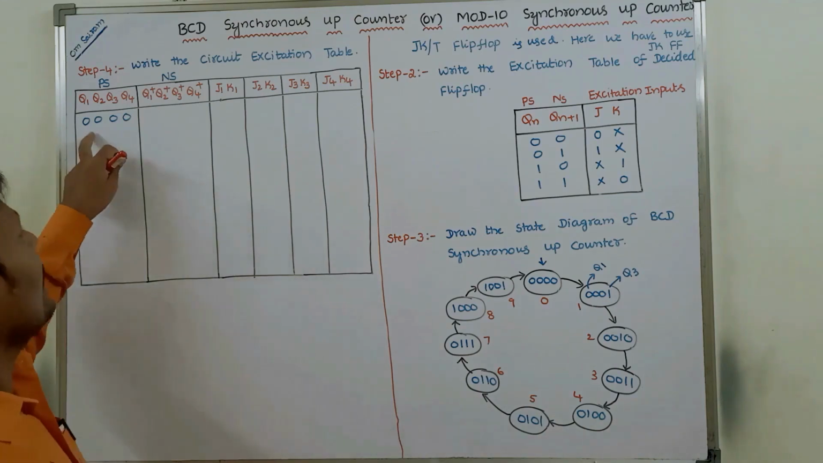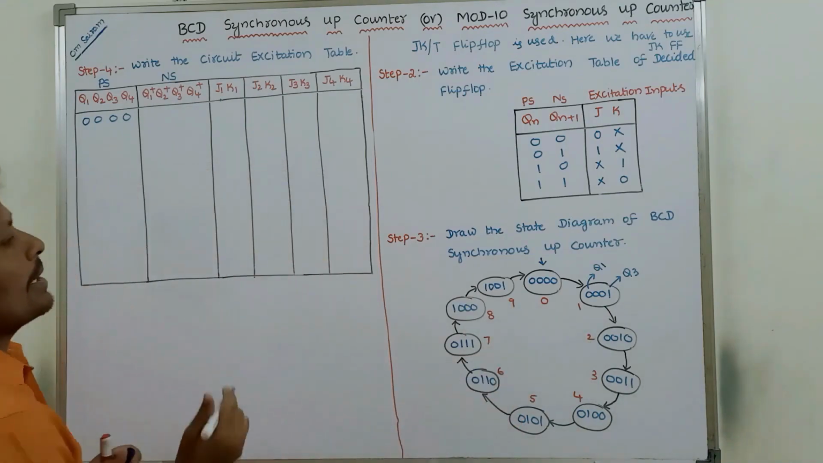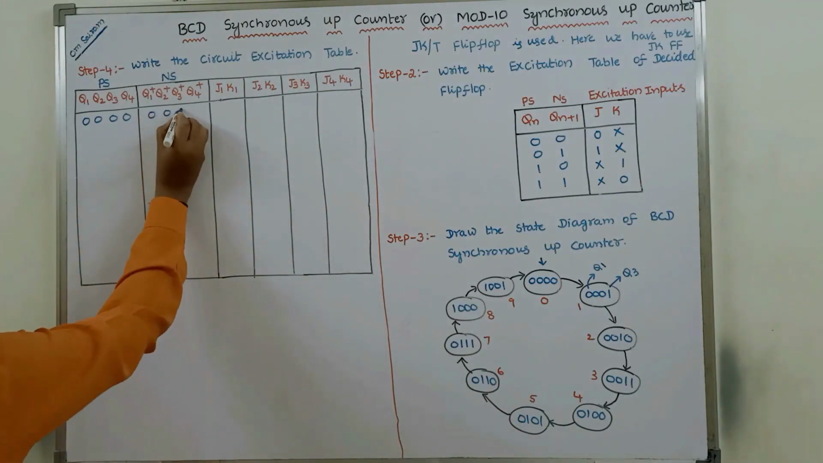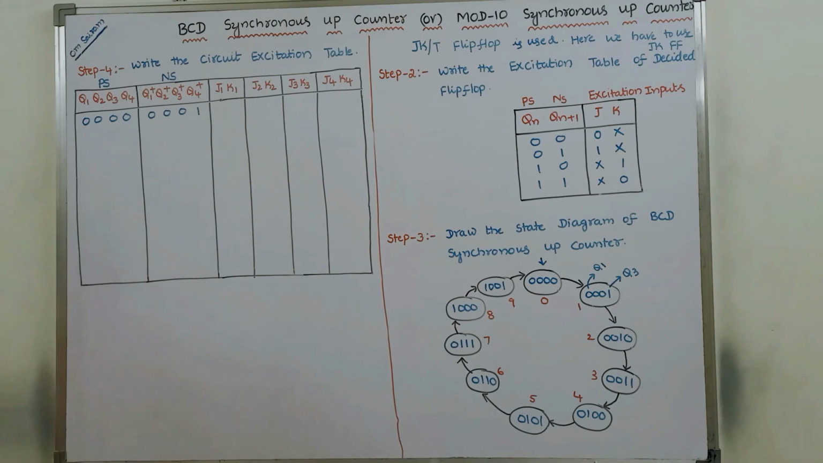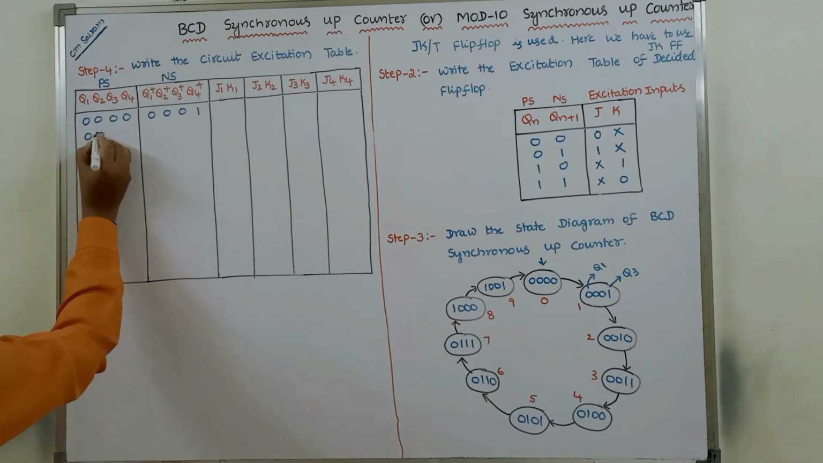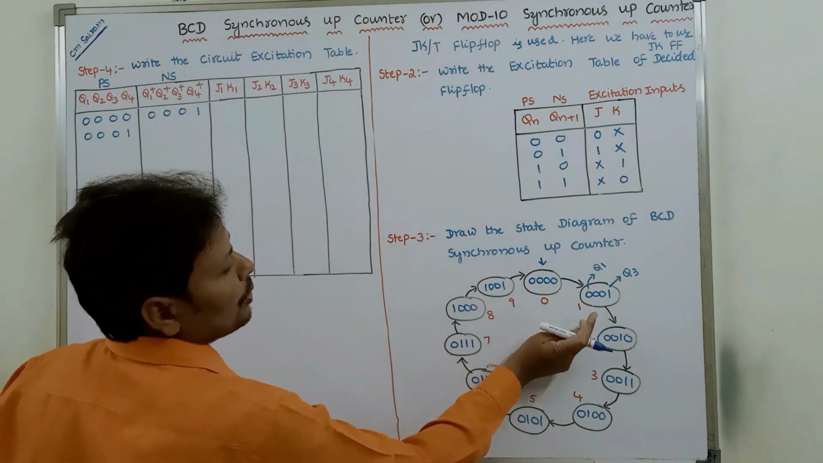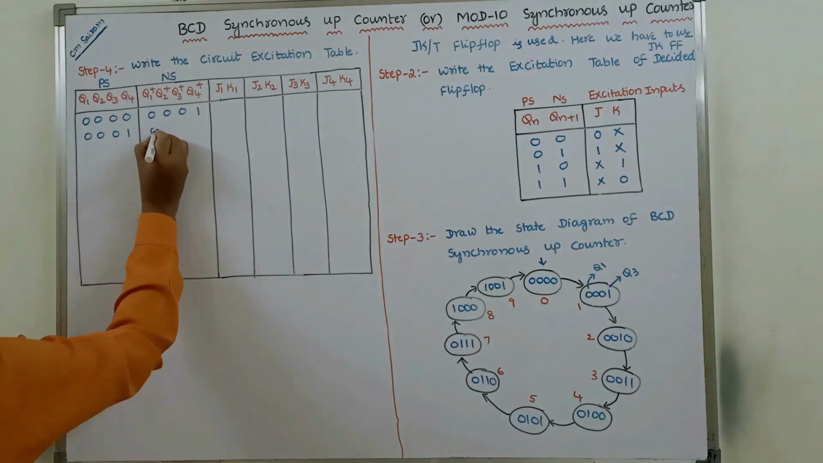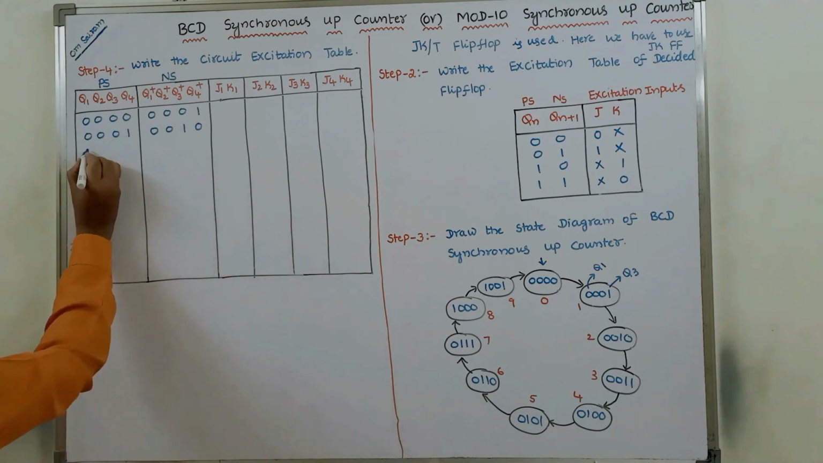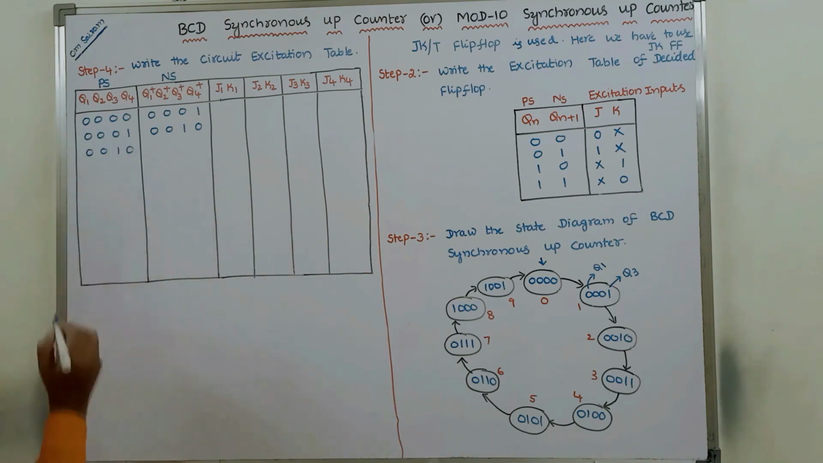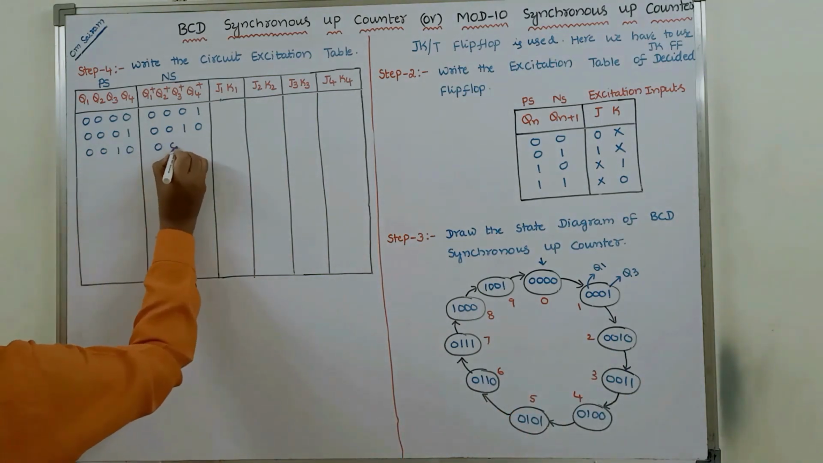Whenever the present state is 0, 0, 0, 0, what is the next state? The next state is 0, 0, 0, 1. Now, this next state can be taken as present state 0, 0, 0, 1. What is the next state for 0, 0, 0, 1? That is 0, 0, 1, 0. Now 0, 0, 1, 0 can be taken as present state. What is the next state for 0, 0, 1, 0? That is 0, 0, 1, 1.